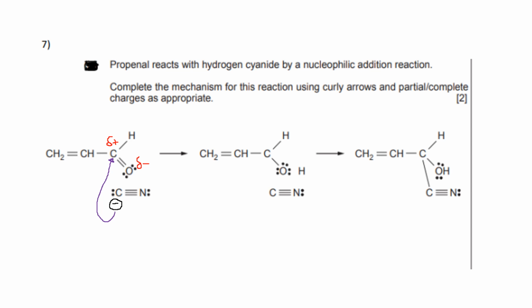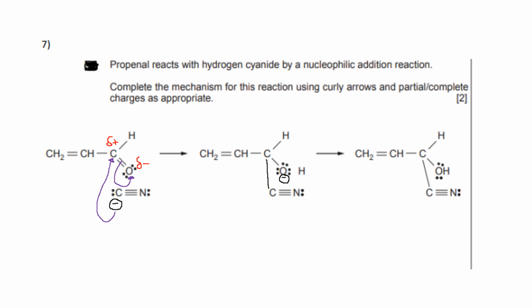And then the second thing that happens is that the electrons in the double bond move from the double bond onto the oxygen. So you have a curly arrow going from there onto the oxygen. So what that means is that we've now formed a new carbon to carbon bond, so we should have a straight line going between the two carbon atoms. This double bond between the carbon and the oxygen has now become a single bond, but the oxygen has become negatively charged, so it should have a negative charge on the oxygen.